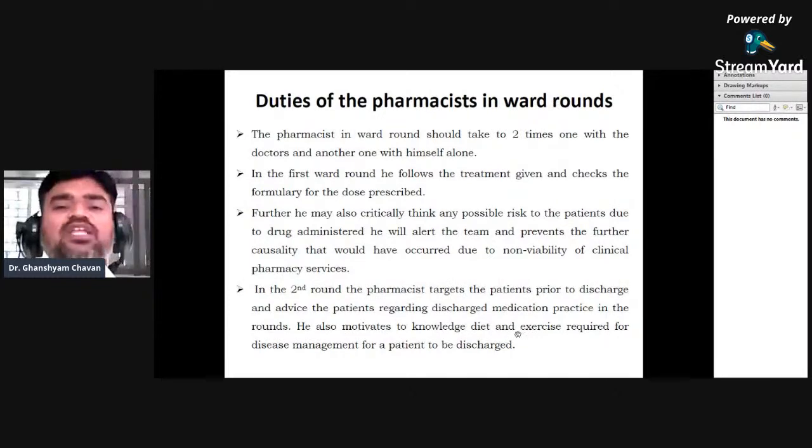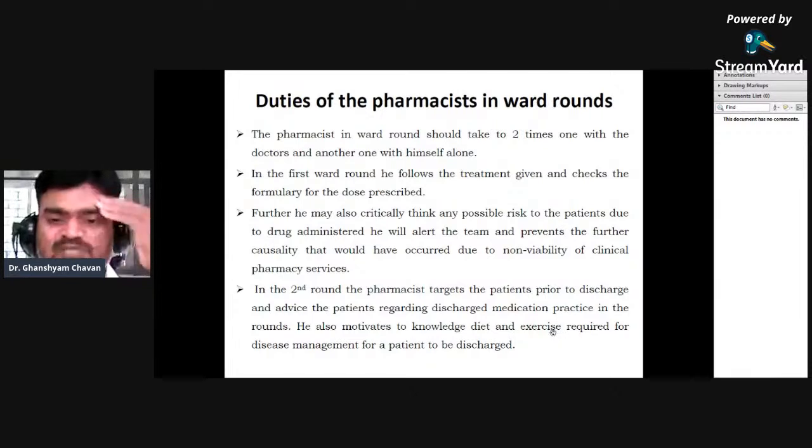Especially in case of hypertensive patients, he can suggest that you should try to decrease your salt intake, NaCl intake, which can increase your blood pressure. So like that, he can give suggestions to the patients, and also about exercise, that they should go for yoga or pranayama or a morning walk, which is essential for maintaining your health status.